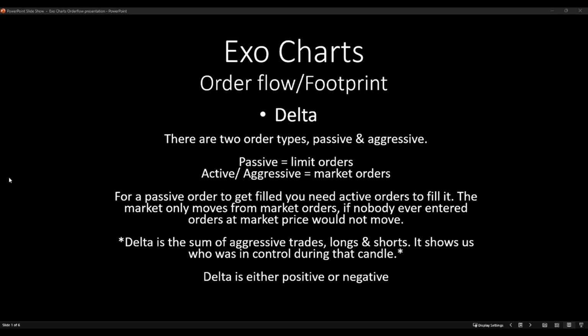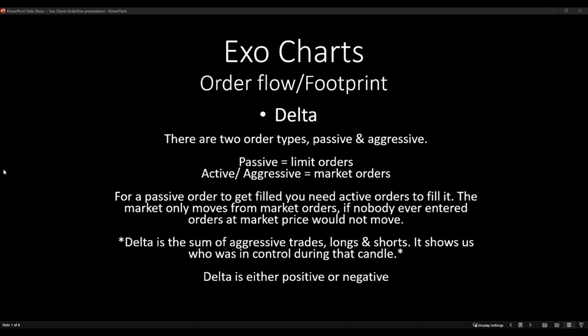The market only moves from active orders. Meaning that if nobody ever placed a market order, then the market would be at a standstill. If everyone only placed limit orders, and that's the only way we traded, the market just wouldn't move. So it's important that we have market orders because that's how we move price.